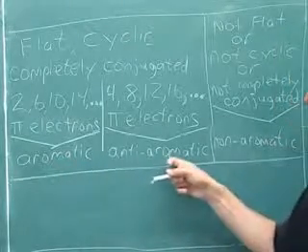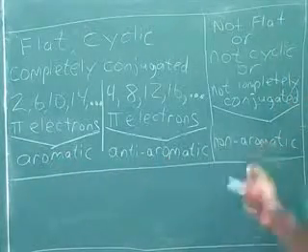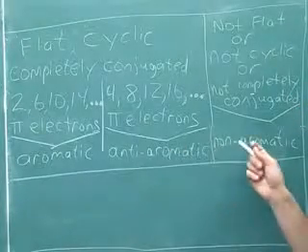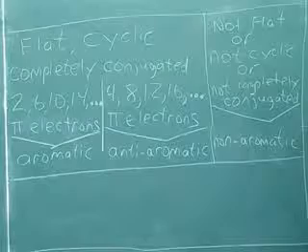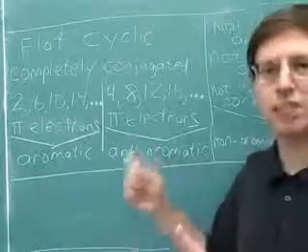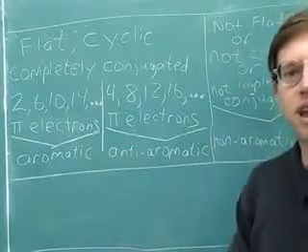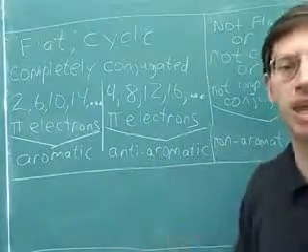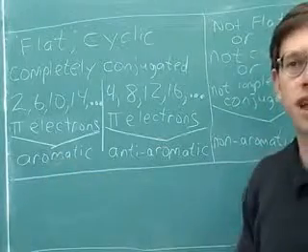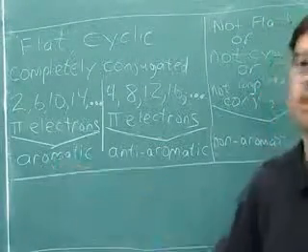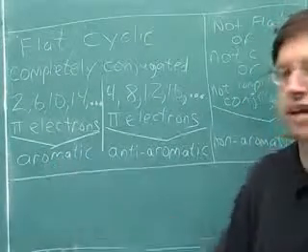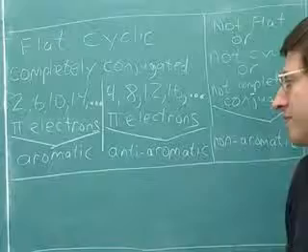Aromatic, anti-aromatic, and non-aromatic. Let's review what the basic meaning of all of these terms are. So aromatic, one of the most interesting properties of aromatic molecules is that they are more stable than you might expect. Aromatic molecules are especially stable. So aromatic means very stable. Or at least aromatic molecules are a type of molecule that's very stable.